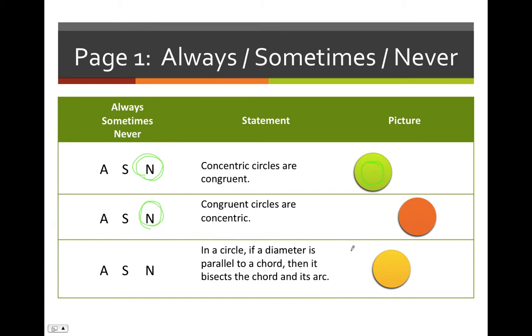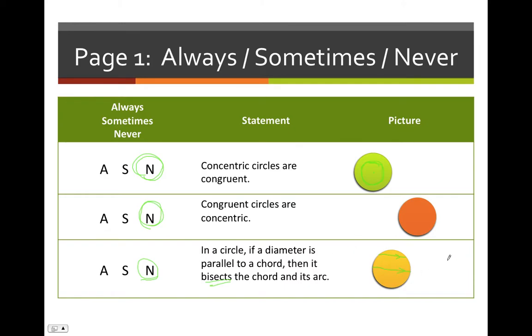In a circle, if a diameter is parallel to a chord, so here's my diameter, and here's a chord, and I know that they're parallel, then it bisects the chord and its arc. Well, there's no way for it to even intersect it, much less bisect it. So again, this would be never.